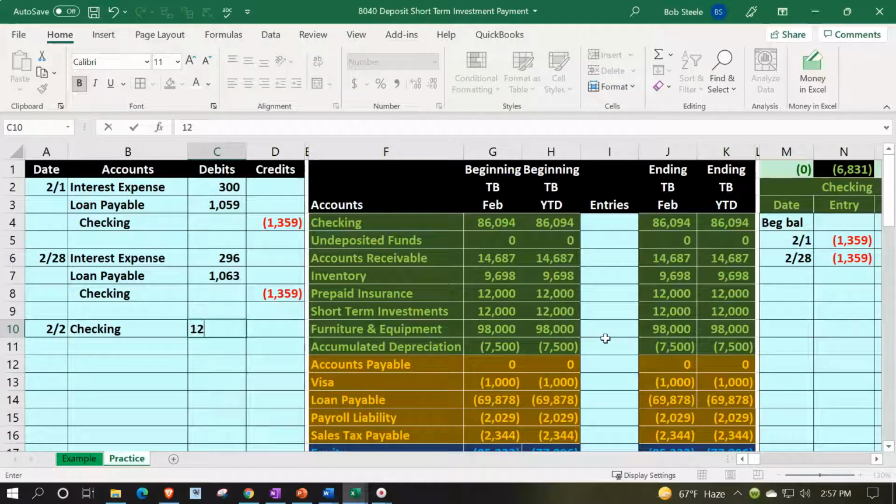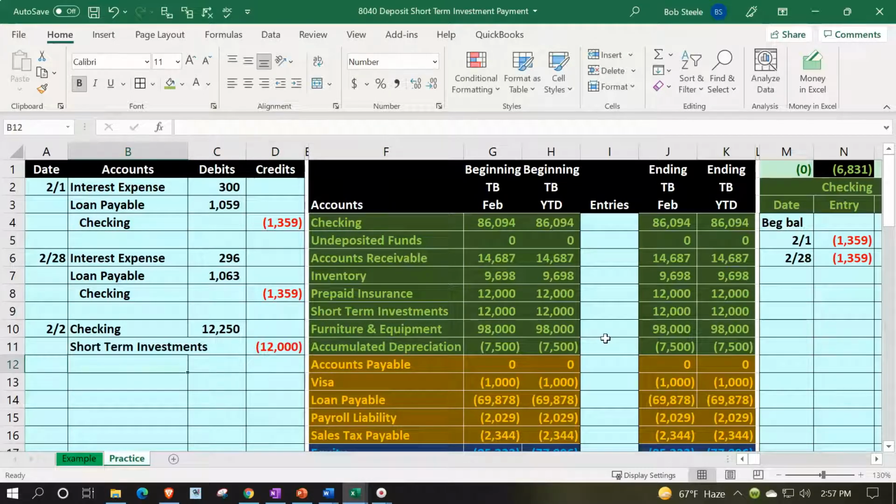We're going to imagine $12,250 is what we sold it for. The investment needs to go down. The investment is on the books for only negative $12,000. So we're going to reduce it by what it's on the books for. Otherwise, we'd have a negative $250 in the account. That wouldn't be right. It needs to go down to 0.